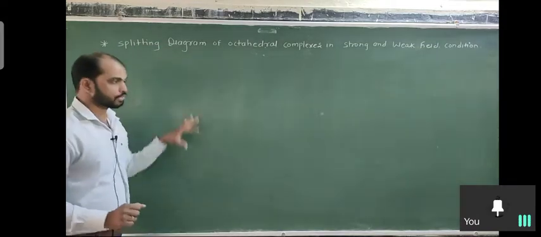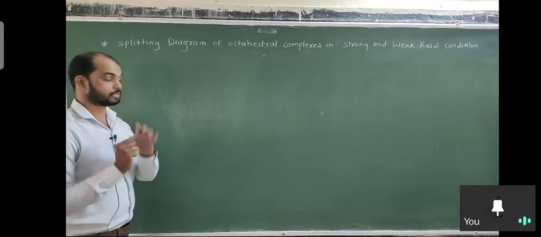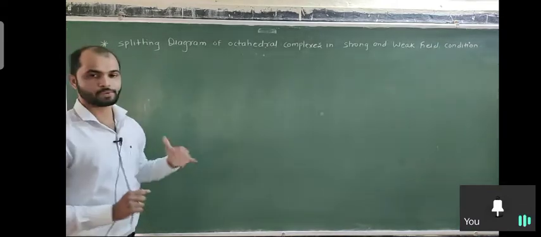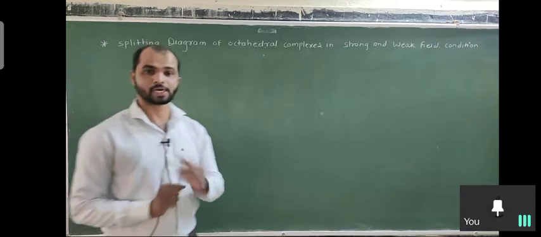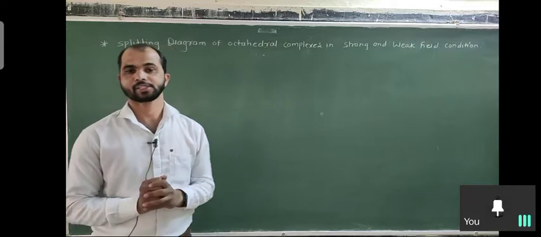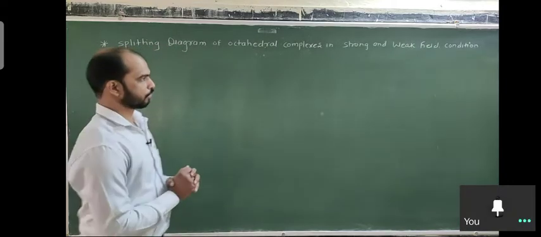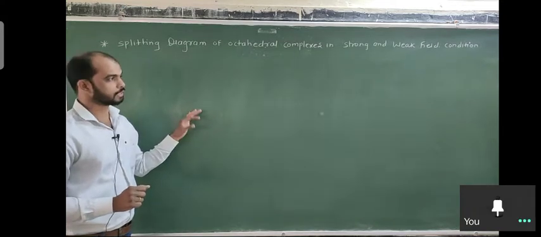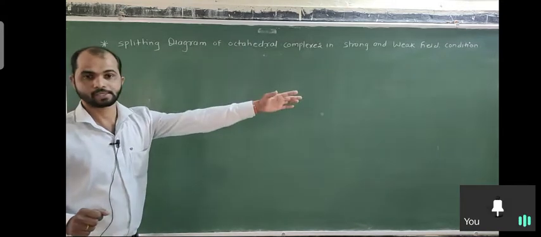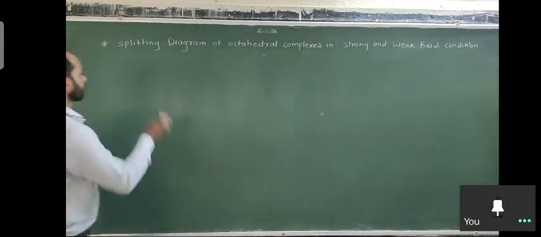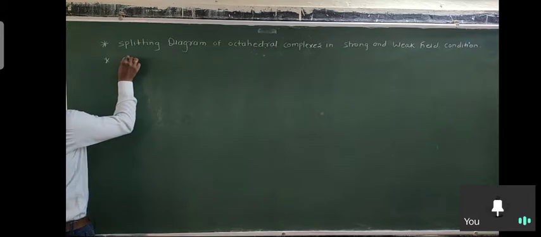So here we are going to discuss the splitting of the electrons in strong and weak fields. Before that, we are going to discuss the crystal field stabilization energy also. First of all, we draw the splitting diagrams, then side by side we calculate the crystal field stabilization energy. So the second point is CFSE.